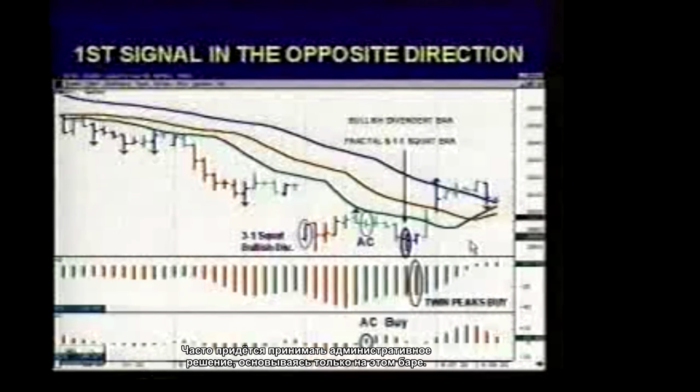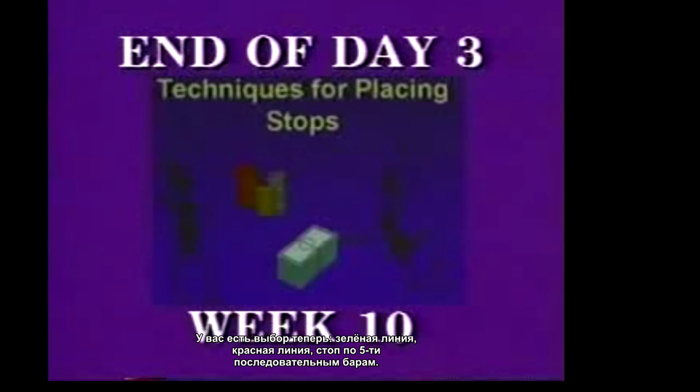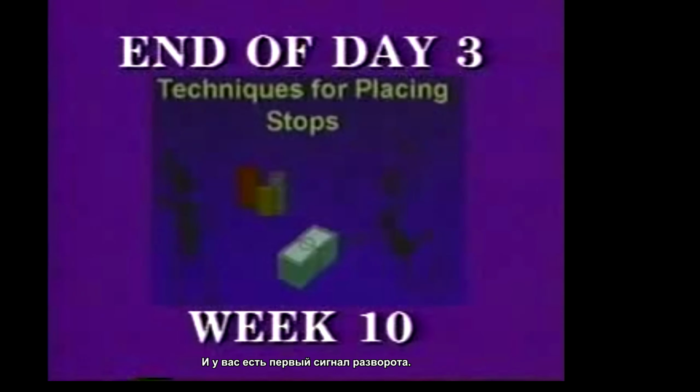So that is going to be the end of day 3 of week 10. As you're starting to figure out, you've got a lot of different options now. We've got green lines, we've got red lines, we've got the 5-bar consecutive stop, you've got the first signal in the opposite direction. So you trade your belief system, and you're going to trade the one that best suits you and best suits your comfort level.